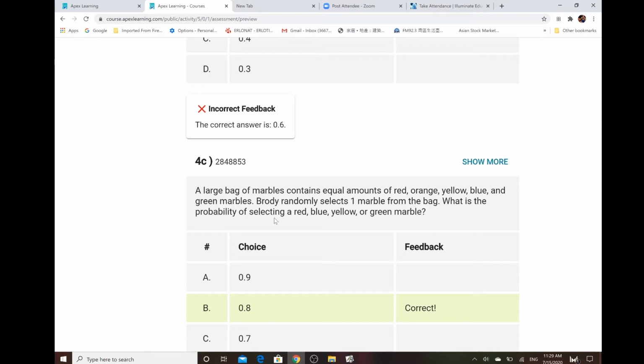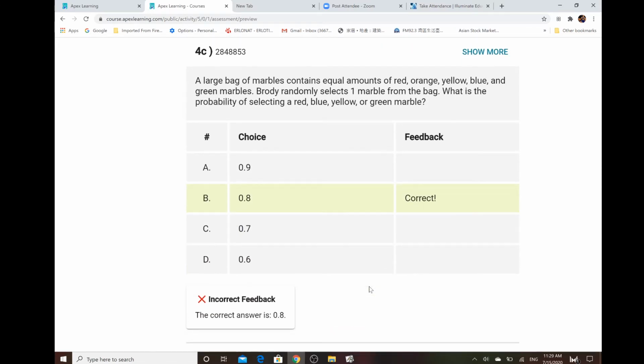So the probability of selecting a red, blue, yellow, or green marble. The probability of selecting a red, blue, or yellow marble would be 3 over 5. And then, or green marble, that'll be 1/5. So 3/5 plus 1/5 is 4/5. 4 divided by 5 is 0.8.